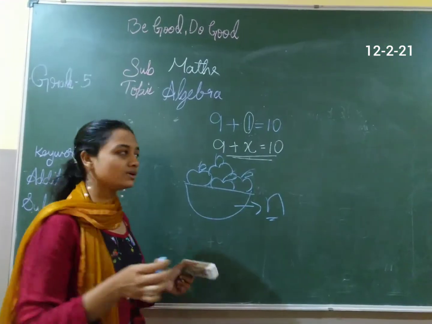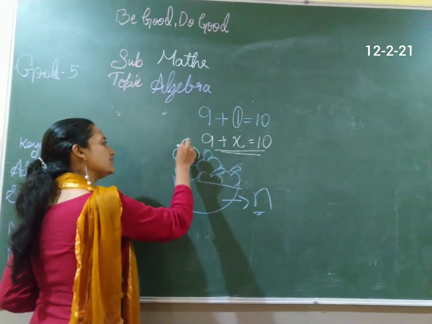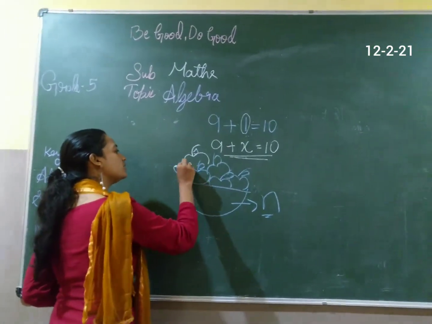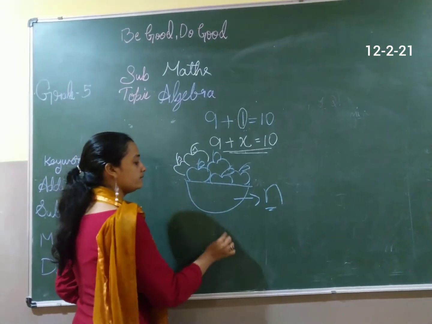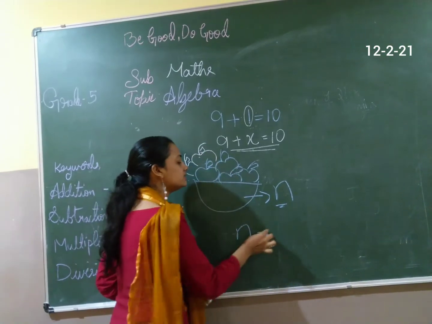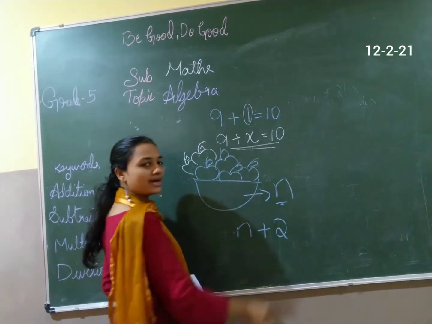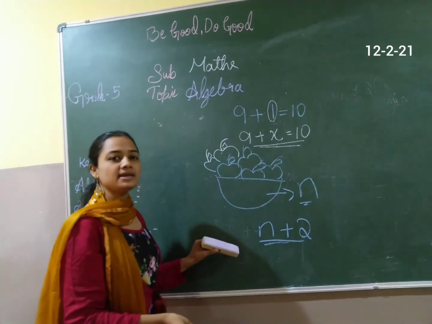Now what I am going to do is add 2 more fruits in the basket. How many more? 2 more. So what will be the equation now? In the beginning, I have n number of fruits and I am adding 2 more to that. This is an algebraic equation.